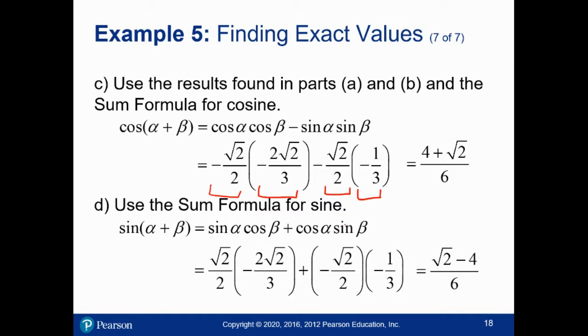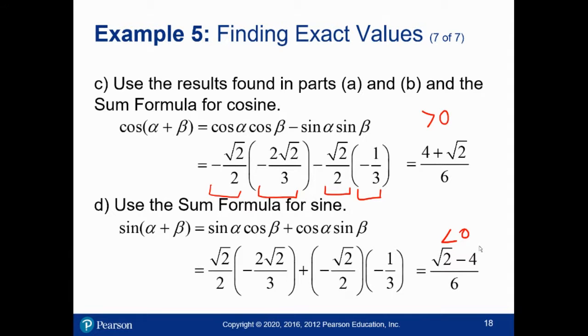So here's a question. We were given, if I remember correctly, alpha's in quadrant 2 and beta's in quadrant 3. What quadrant is alpha plus beta in? Well, its cosine is definitely positive, and its sine is negative. 4 is much larger than root 2. So the sine is negative and the cosine is positive. That places it in quadrant 4.